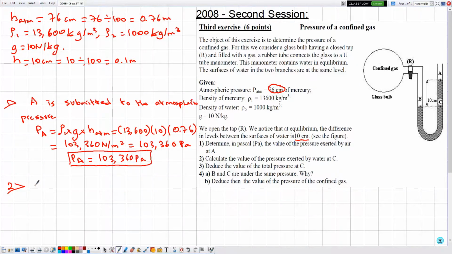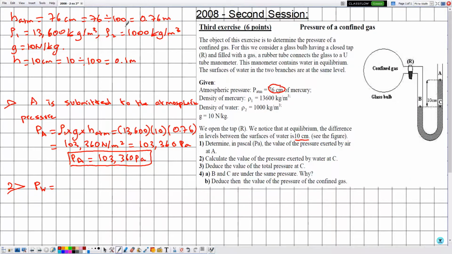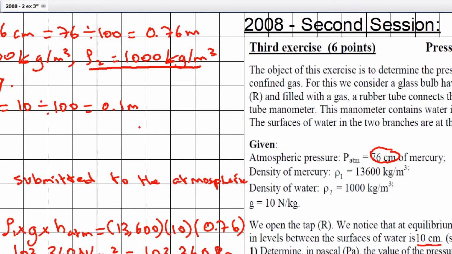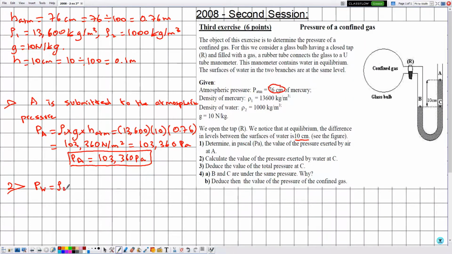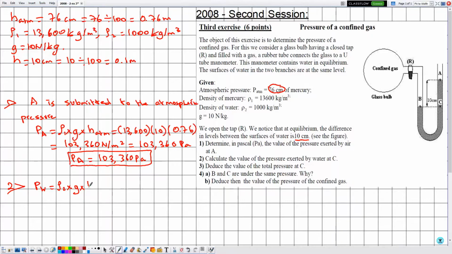So let's denote this pressure by PW, and it's the pressure due to a liquid, which is given by the density of the liquid times G times the depth at which we are calculating this pressure. The density of this liquid, which is water, is ρ2, times G, times the depth or the height at which we are calculating the pressure, which is given by H. The density is 1000, times G, which is 10, times H, which is 0.1.